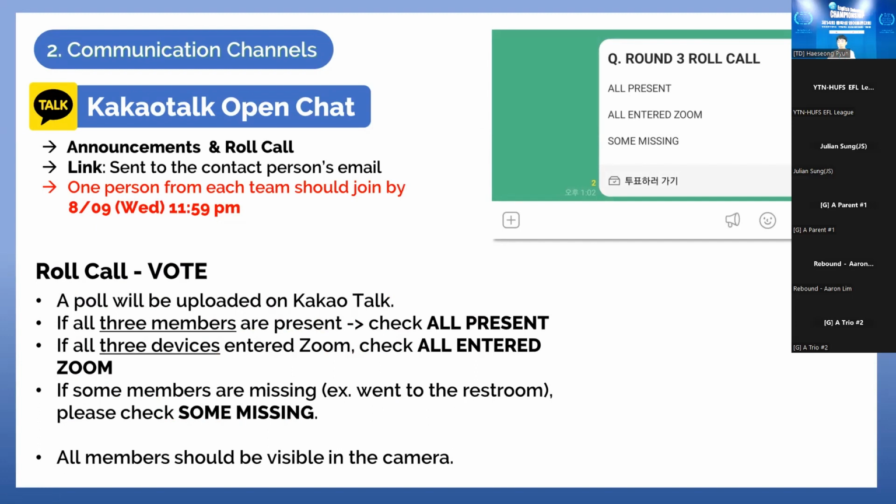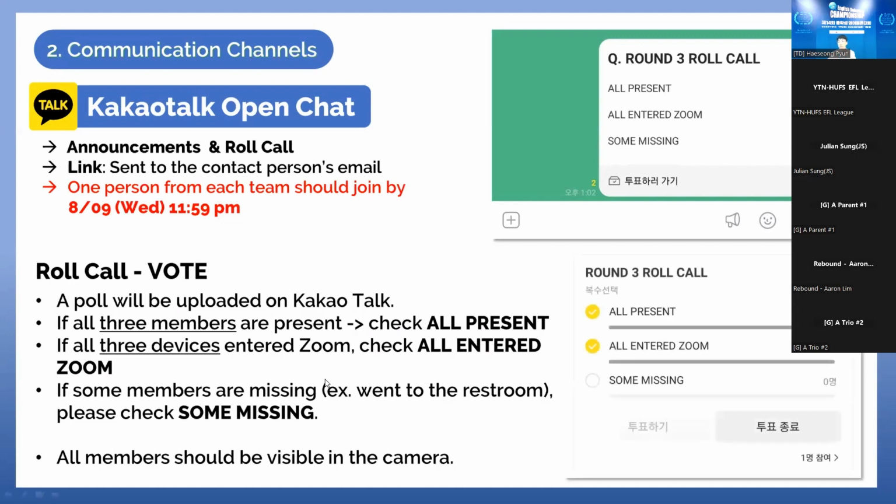If all 3 members are present, then the team should check all present. If all 3 devices enter Zoom, the team can check all enter Zoom. And if some members are missing, the team should check some missing. Once all teams within the league check all present and all entered, both at the same time, we will take this as a sign that all teams are present and ready to do the round. So it's going to specifically look like this. Teams need to pick both all present and all enter Zoom for the round to progress. So please make sure to be informed of this.